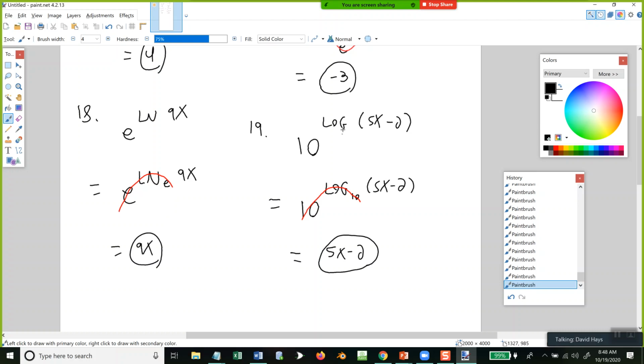Log is short for logarithm. This is natural log. If you're wondering why it isn't an NL, natural log, it comes from the French. French came up with this. Log natural is what that stands for. So that's why it's LN.